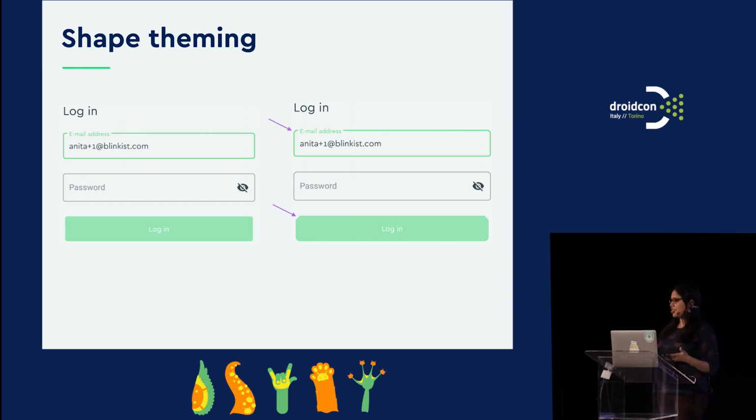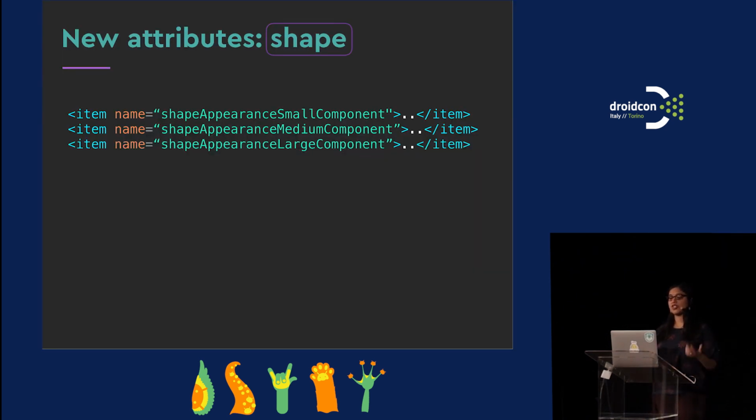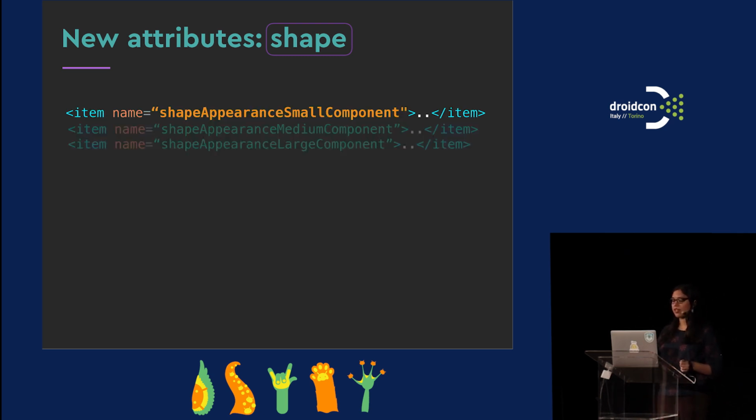And how do we achieve this in a consistent way throughout your app? There are some new attributes related to shape. And they are shape appearance, small component, medium component, and large component. And small components are things like text input layouts and buttons. Medium component is card views and dialogs, and large component is like nav drawers. And in this case, we only care about small component because we're theming buttons and text input layouts and that level of widgets throughout our app.